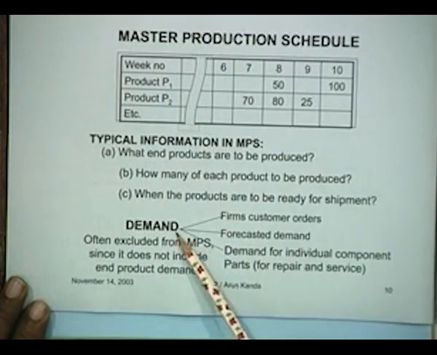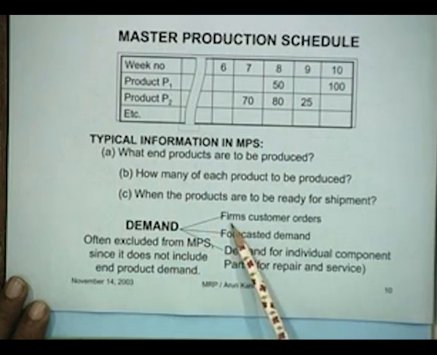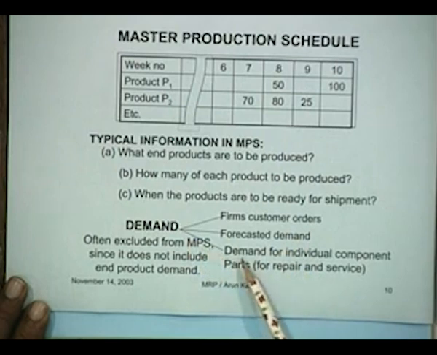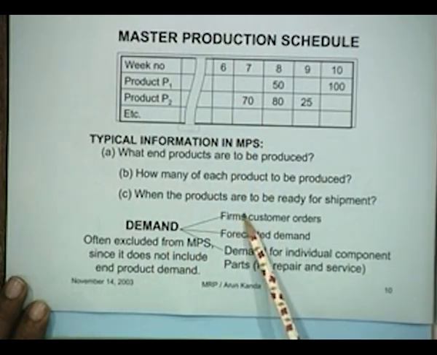When you talk about the demand, often demand will have, let's say, these three components. It will have the firm's customer orders, which are part of the demand, forecasted demand, which will be based on your forecasting system. So you have, this is the demand. The third thing that you typically have is demand for individual component parts for repair and service. Normally this component of demand is excluded from the master production schedule. So the master production schedule generally talks about only these two, right? But this could also be included, there is no problem, but typically when you are talking about a master production schedule, you have only these things.